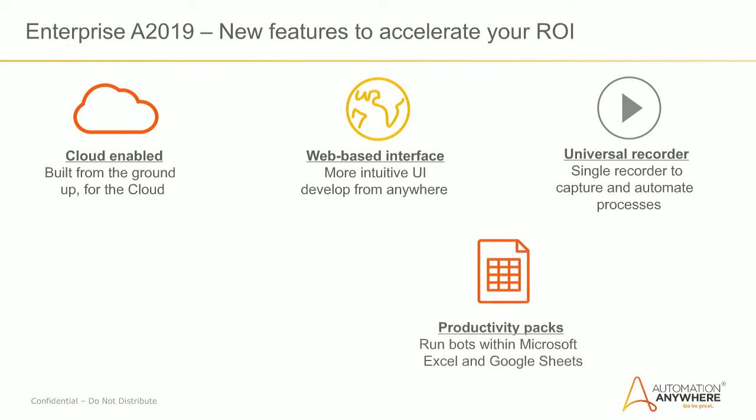Next key point is productivity packs. So with A2019 now, there's new ways to run bots, which is that you can run a bot directly within Microsoft Excel or Google Sheets. There's other productivity packs being worked on, but these are the two first primary use cases. Basically, that means a user, via Microsoft Excel or Google Sheets, within that application can launch a bot, feed it relevant data, and have the bot pass back data into the Excel file or the Google Sheet based on the bot's function.